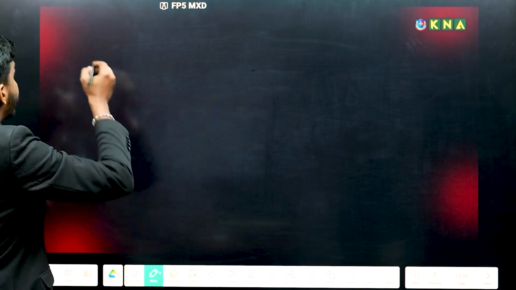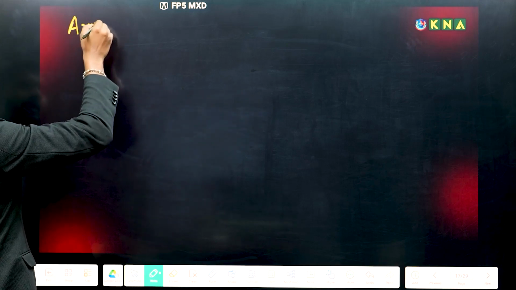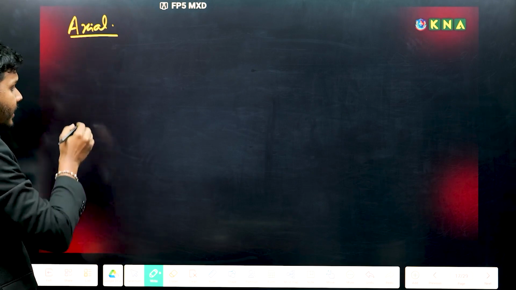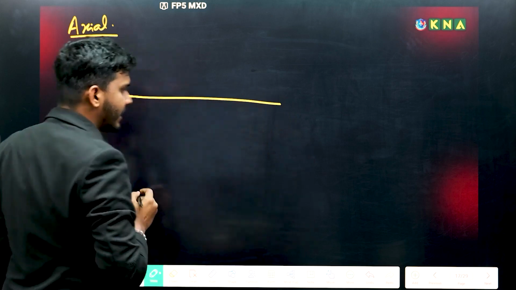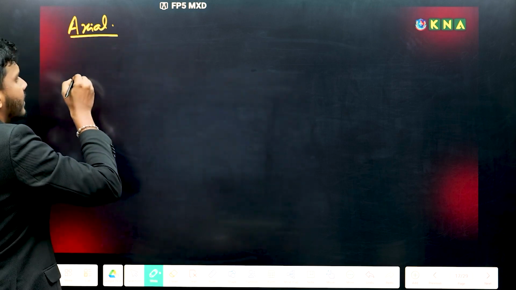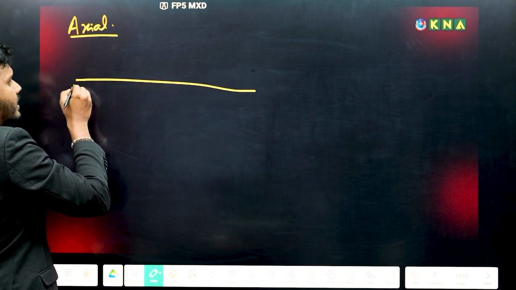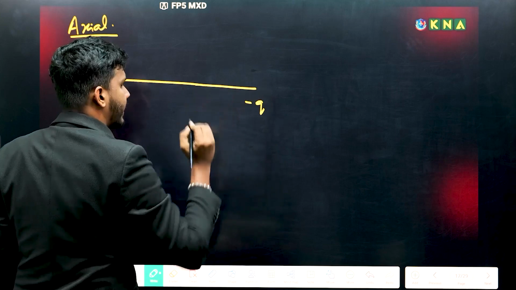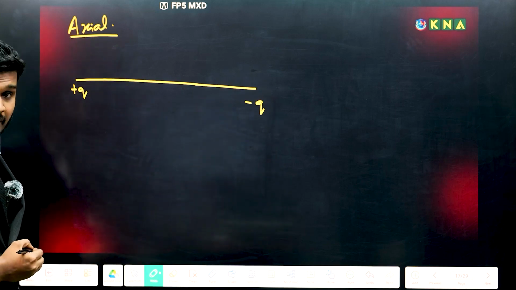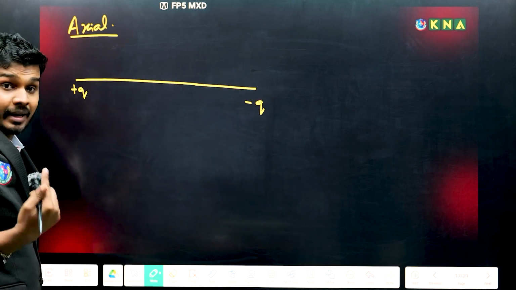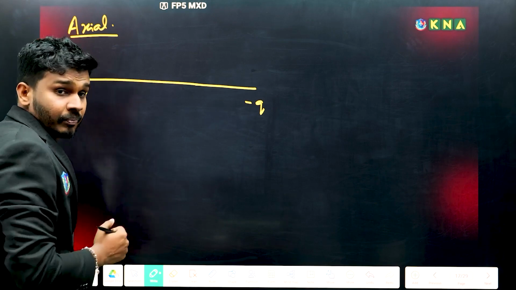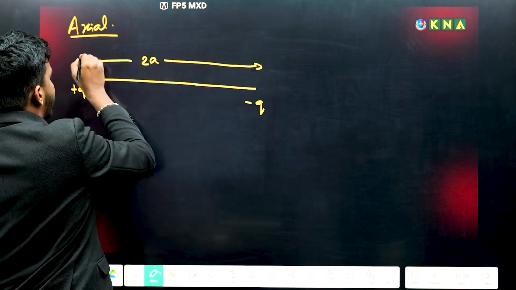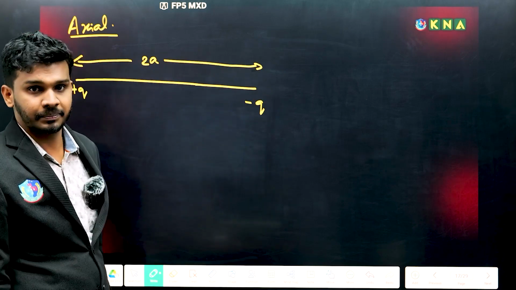Electric field at the axial line. Listen. Simple. Here, these are two charges, plus Q and minus Q. Okay, here this is a dipole. Two charges means dipole. These two charges are separated by a distance 2a.